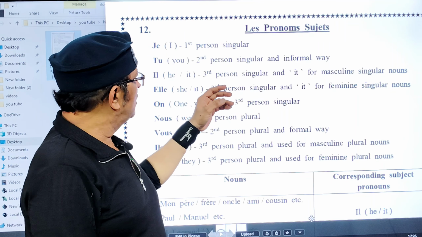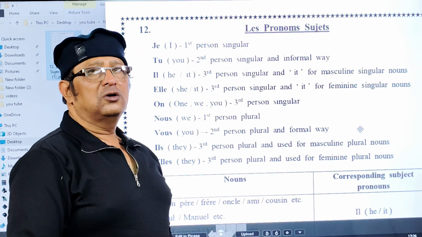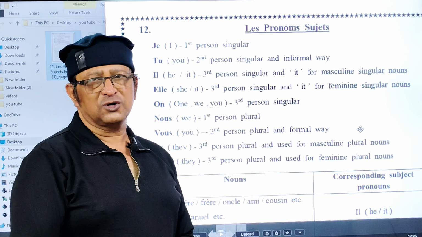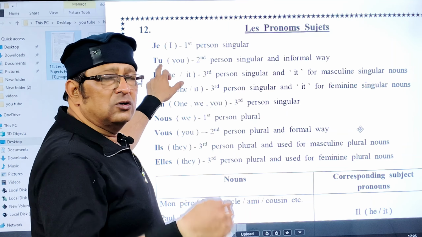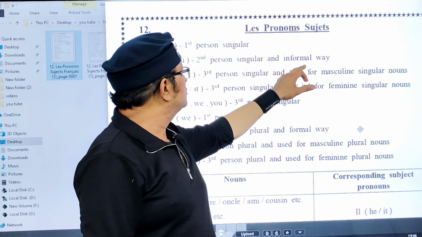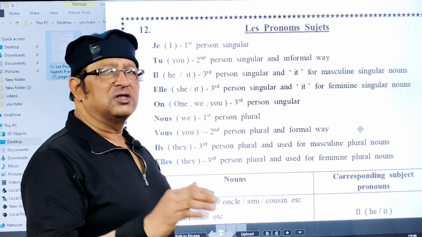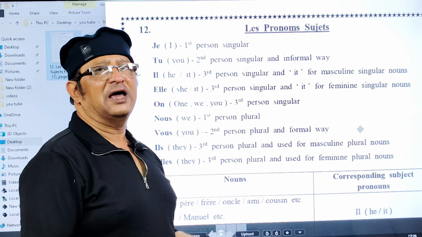So first of all, the first one is je. Pronunciation is je. Je means I and it is first person singular form. Then you can see tu, that is you, second person singular, and this is informal way also. Tu you can use with younger ones and your friends. You cannot use this tu with elder ones.